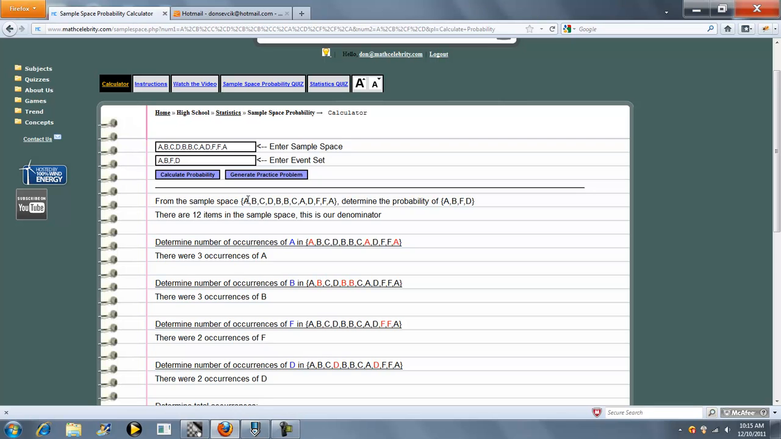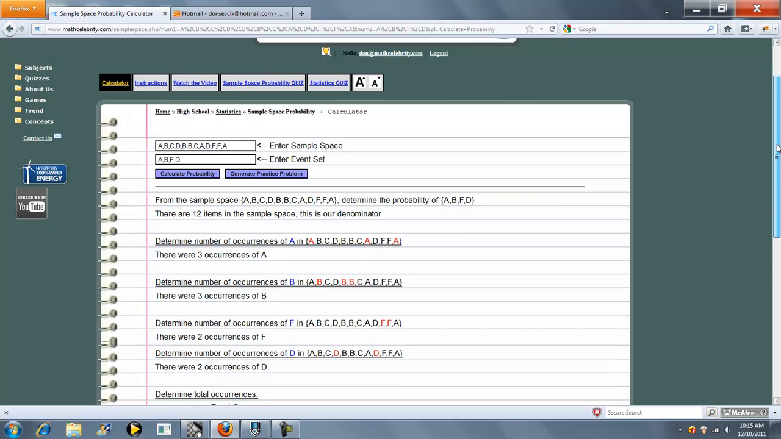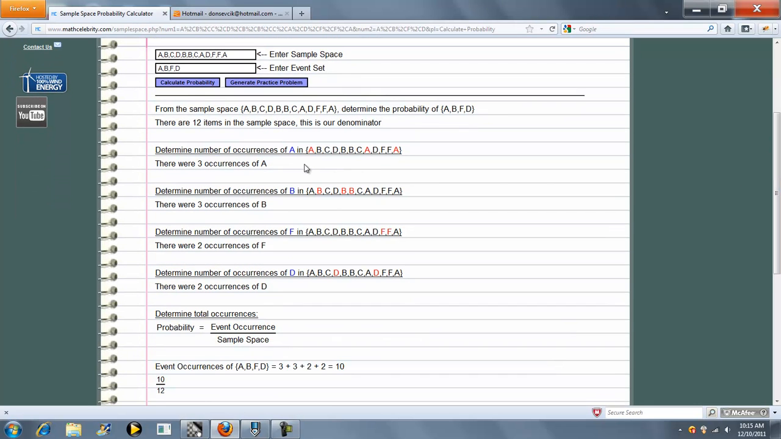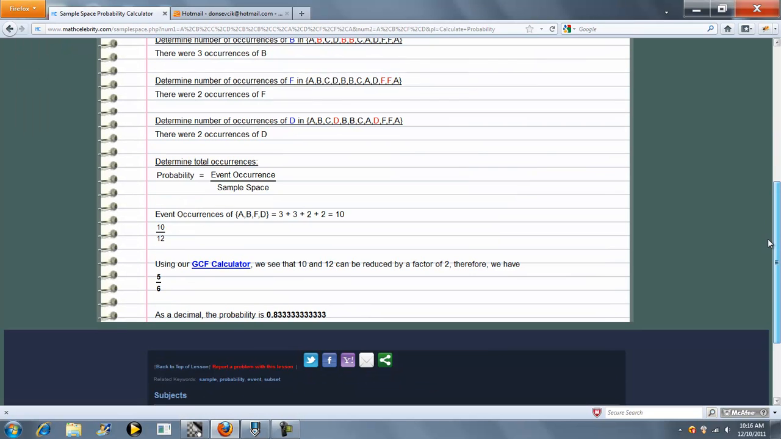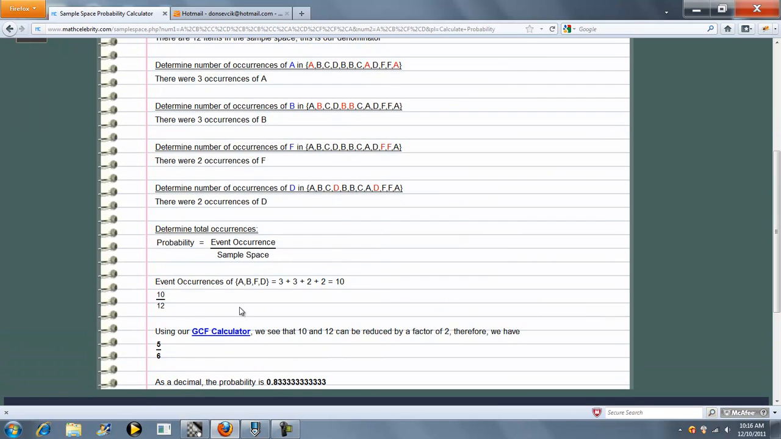This time we got 12 items in our sample space. We want to determine the probability that these four items fall in there. So again, we go through each item in the set one by one. There's 3 A's, 3 B's, 2 F's, and 2 D's. Therefore, we have 10 out of 12.